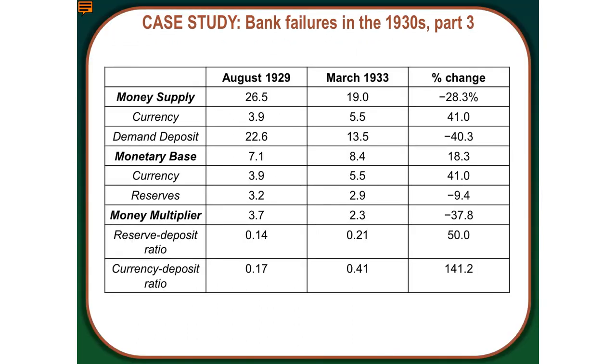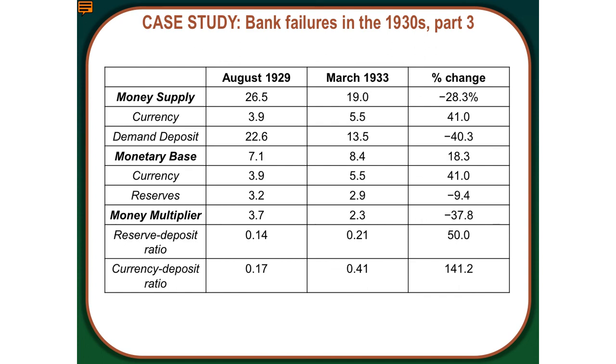And looking at the data, we see the same story. If we look at the money supply in 1929 compared to 1933, we see nearly a 30% reduction. So why did that happen? Well, consumers were holding more currency and fewer deposits. What does that tell us? The currency deposit ratio is increasing. We see that down here, the currency deposit ratio going from 0.17 to 0.41. What happened to reserves? Well, banks were getting more cautious. Reserve to deposit ratio went from 0.14 to 0.21.